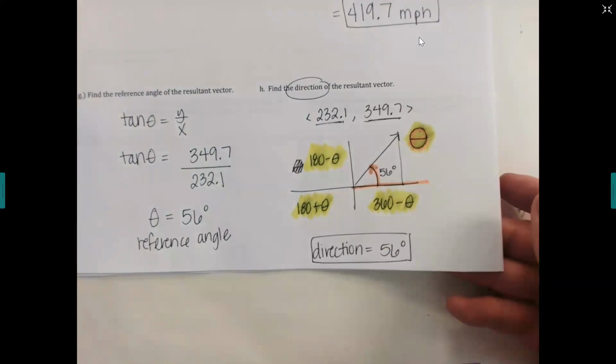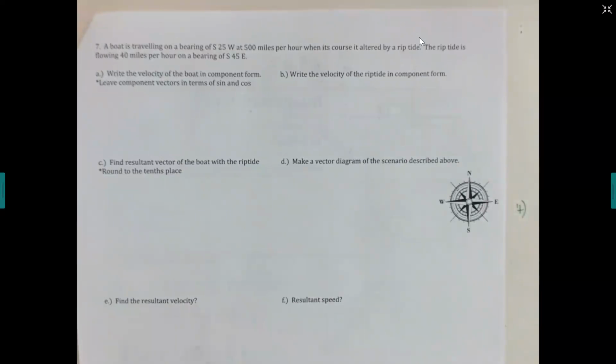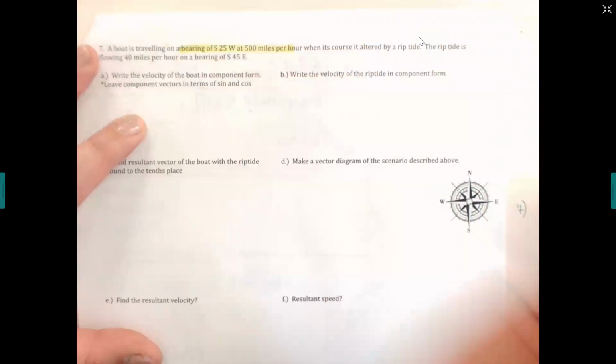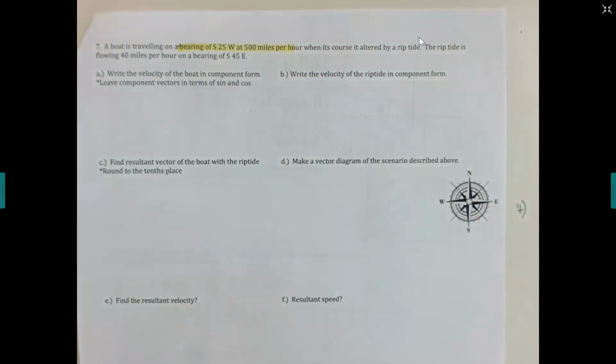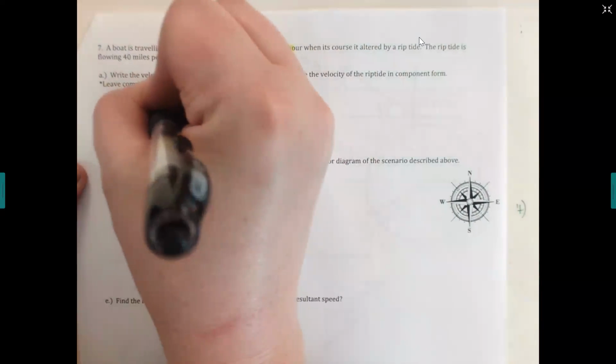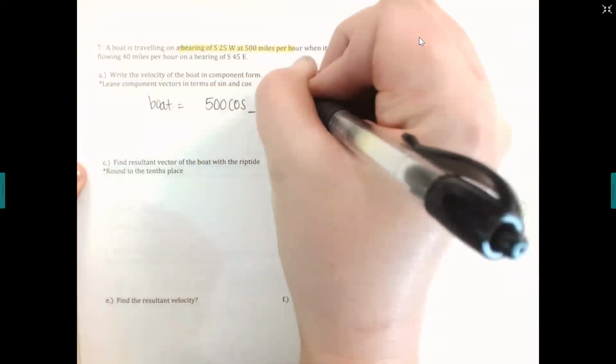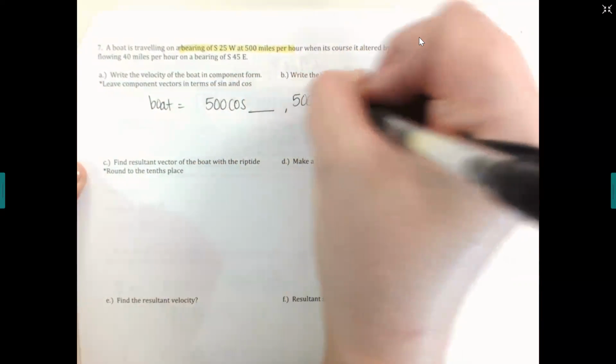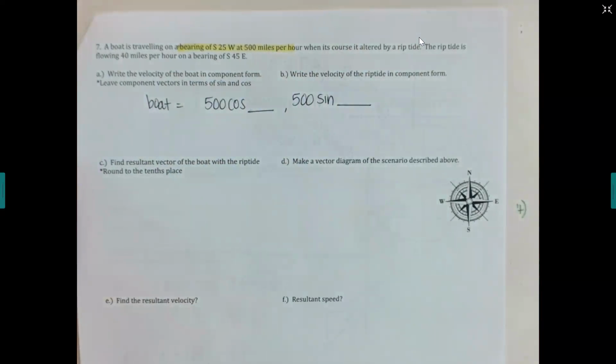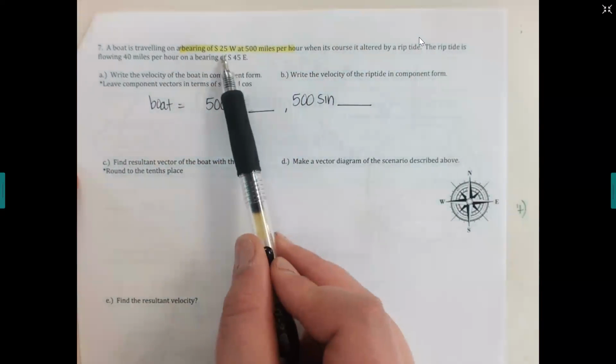Okay, next question that we're going to do, we'll just do the next one, number 7. We want to write the velocity of the boat. Let's read what the boat's doing. It says the bearing is south 25 west at 500 miles per hour. Then my boat vector is going to be 500 cosine theta, 500 sine theta. The problem is I don't know what my theta is because they gave it to me in this wacky form, but we know how to read it now.